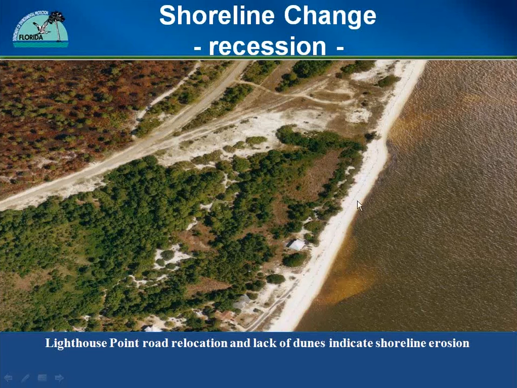On Dog Island in Franklin County, again, the gold line represents the original control line location, and the blue line represents the new control line. And so there, if we look at the right portion of the photo, we see that basically what we did was we suddenly captured the entire barrier island for that particular reach under control line jurisdiction.